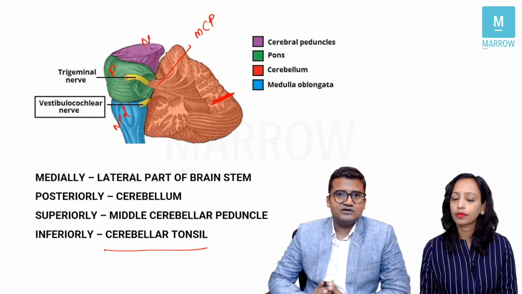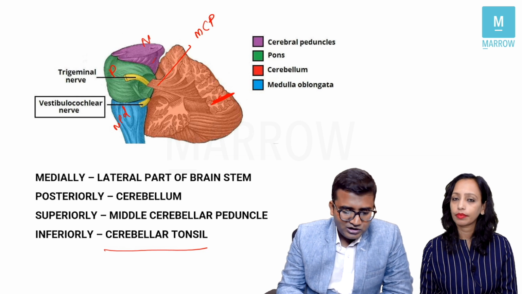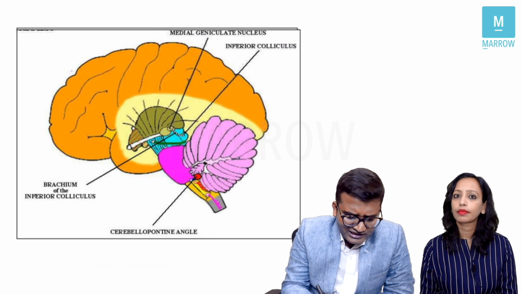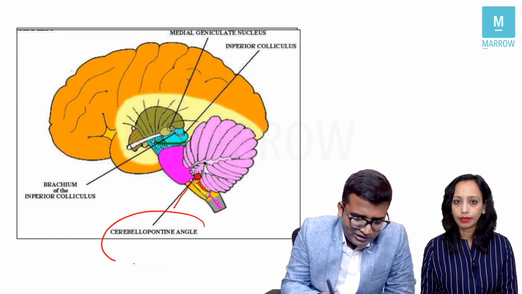Now, what are the contents of the CP angle? That is very important. Now, see this diagram. Now, here you are seeing the CP angle, cerebellopontine angle.